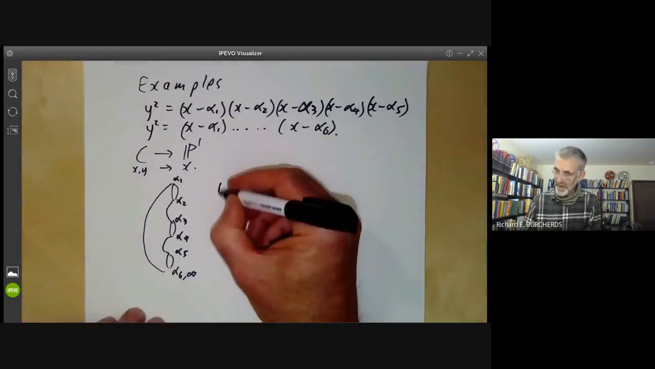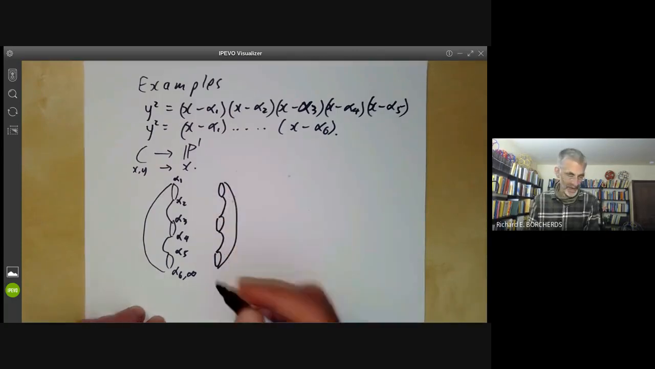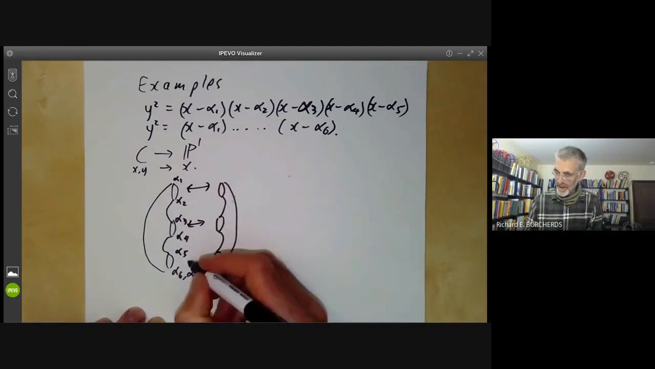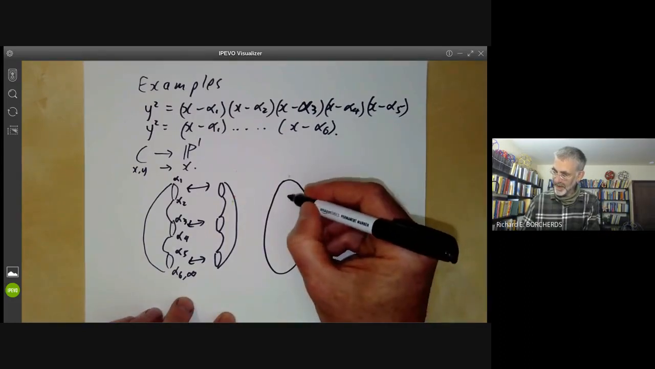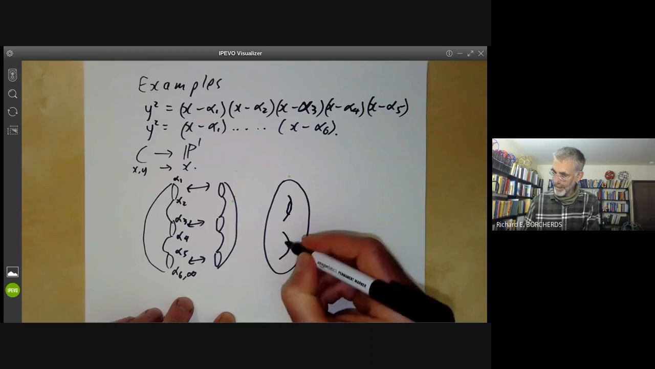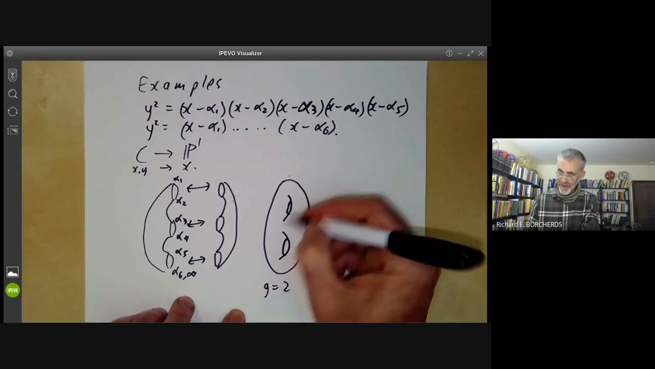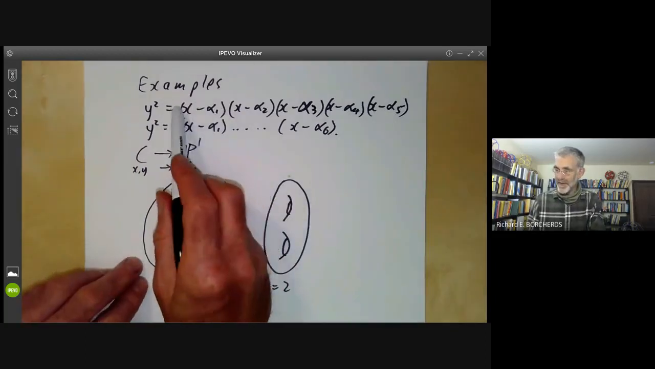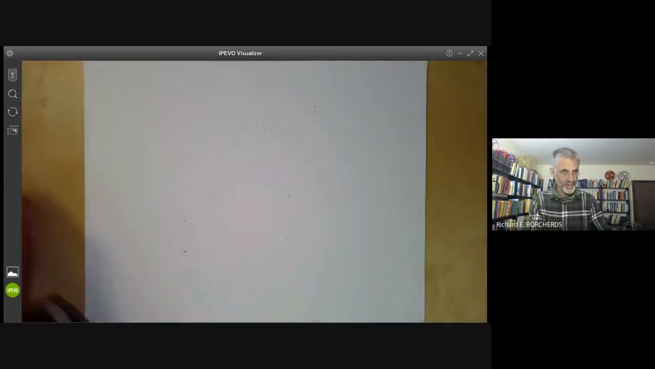And I'm going to do the same thing with the other copy of the projective line. And we get something like this. And now we should glue these together like that. So we get a sort of surface which looks a bit like this. See, it's really a genus 2 surface, which is a sort of sphere with 2 handles on. So this shows that these curves do indeed have topological genus equal to 2.